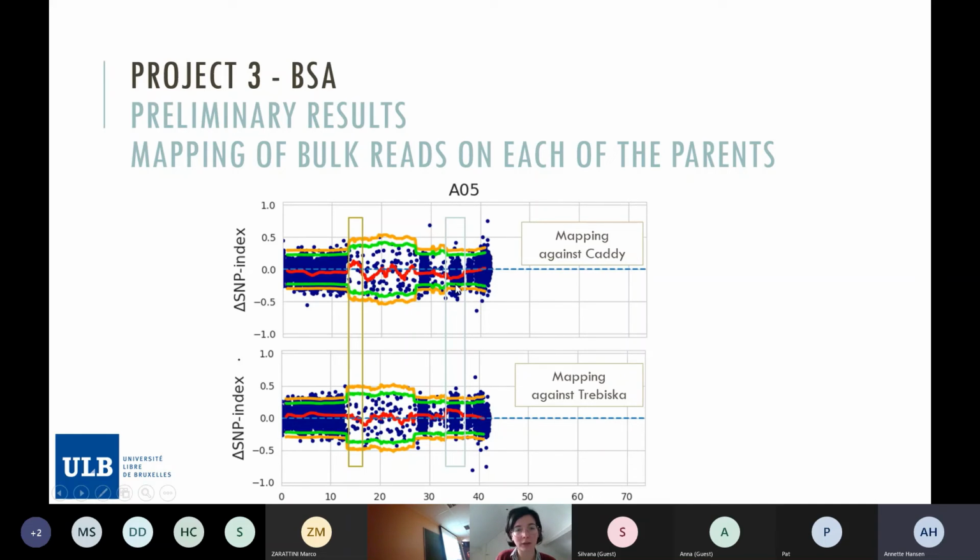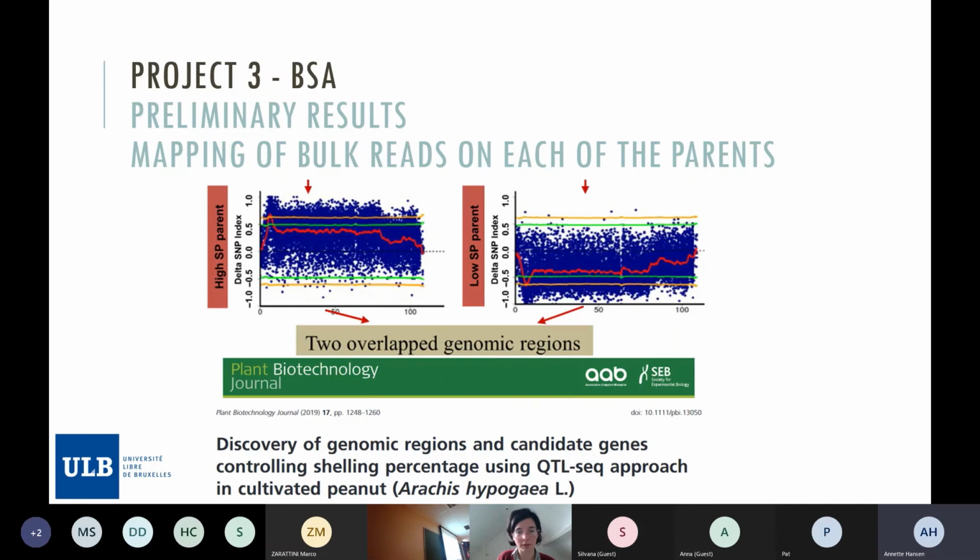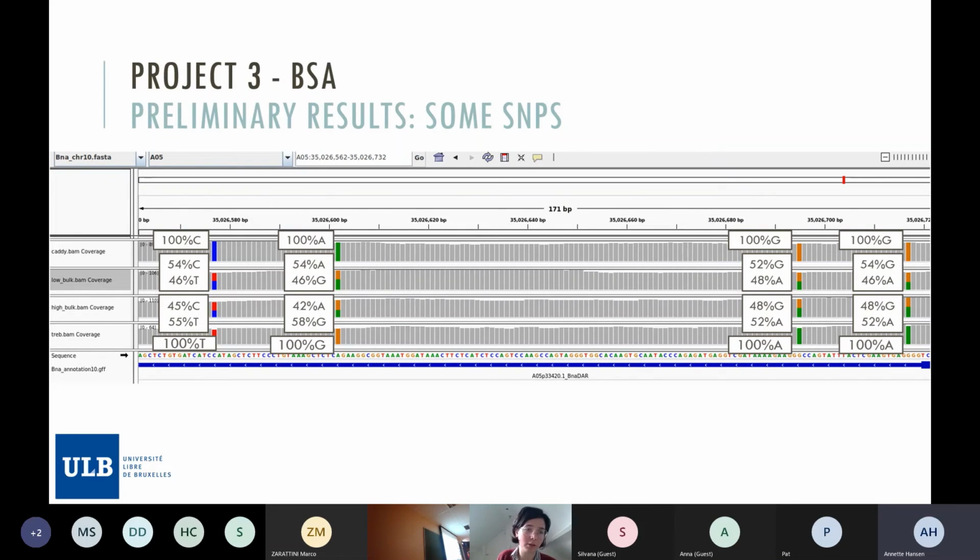But what I got is that to find the area of interest, we have to look at the red line, which represents the delta SNP index, and check when it has an opposite behavior in the two mappings, using the two different parents. So in this case, for example, I highlighted something which could be classified as an area of interest because it's going down here and it has an opposite behavior here. While, for example, this red line here has more or less the same height, but it does not have the same opposite behavior on the other side. So this is not very interesting. This is how a good analysis is supposed to be. But still, I was able to find something interesting.